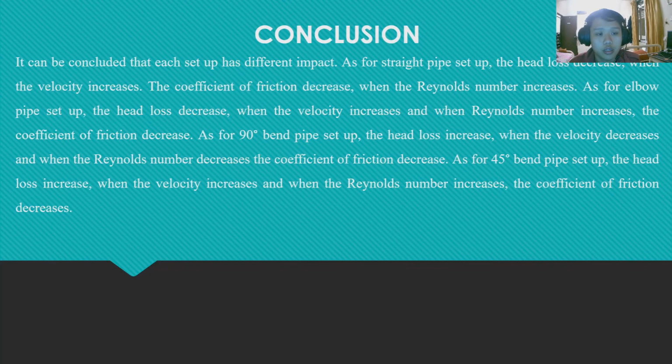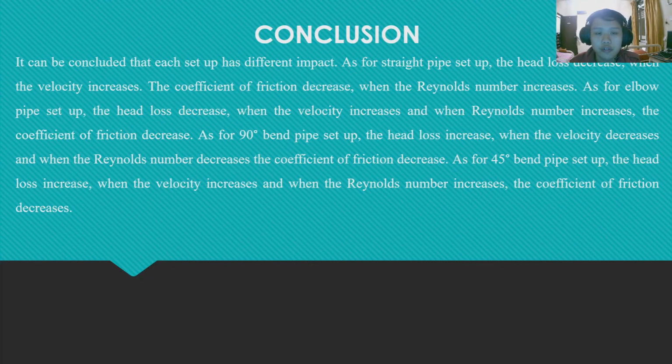It can be concluded that each setup has a different impact on the result of the experiment. As for the straight pipe setup, the head loss decreases when the velocity increases, and the coefficient of friction decreases when the Reynolds number increases. As for the elbow pipe setup, the head loss decreases when the velocity increases, and when the Reynolds number increases, the coefficient of friction decreases. As for the 90-degree bend pipe setup, the head loss increases when the velocity decreases, and when the Reynolds number decreases, the coefficient of friction decreases.